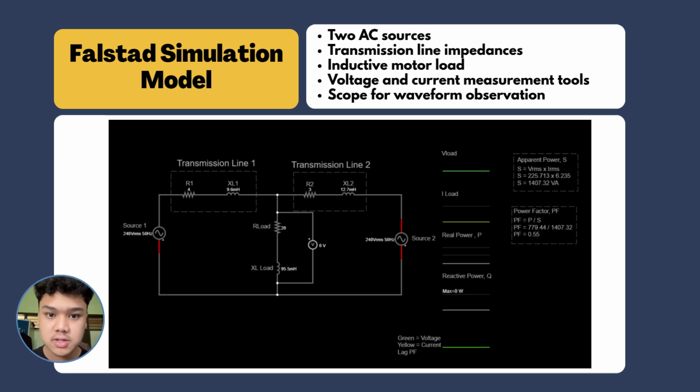So in this simulation, we included the two AC voltage sources to represent the main utility supply and the backup inverter supply. Then the transmission line impedances were added to represent the resistance and also the inductance that would normally exist in actual power lines. We also connected an inductive motor load to simulate an industrial facility, because most industrial equipment such as motors and heavy machinery behave as an inductive load.